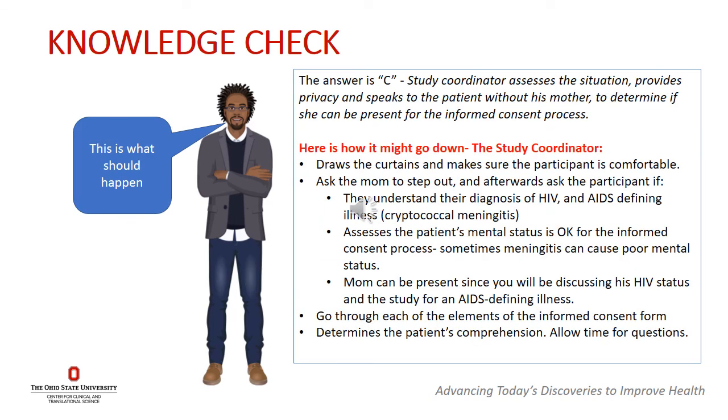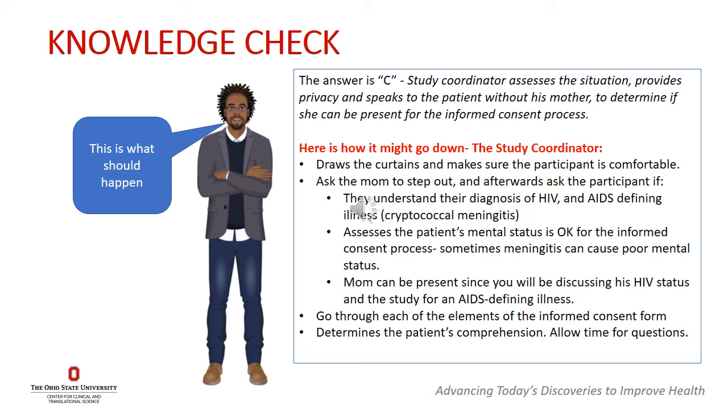So this is what should have happened. The answer is C. The study coordinator assesses the situation, provides privacy, and speaks to the patient without his mother to determine if she can be present for the informed consent process. So here's how it might go down.